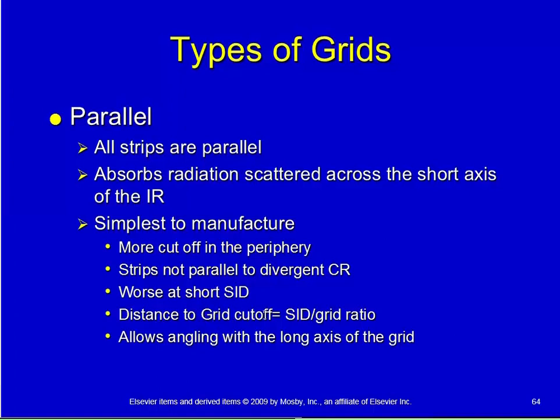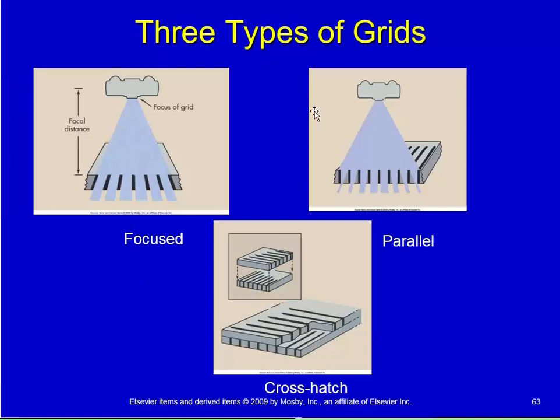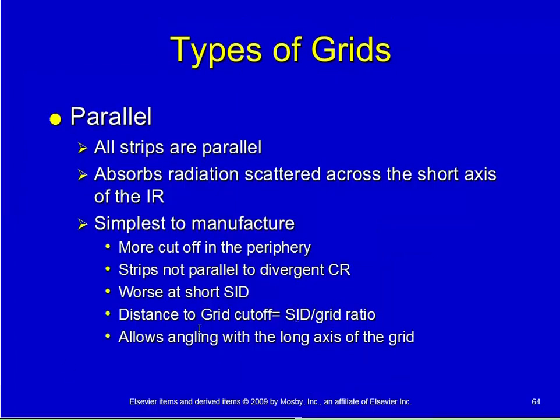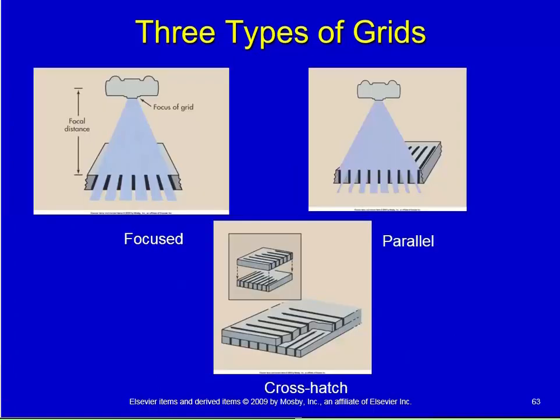So the distance to grid cutoff is what we call SID over grid ratio, and that's the effectiveness of the grid. In both parallel and focused grids, you decrease your OID or your SID to a point where pretty much the center of the grid is the only portion where X-rays can go through, and the grid becomes fairly useless. It allows angling with the long axis of the grid. Again, that's not unique to a parallel grid. That applies to both parallel grids and focused grids as well.